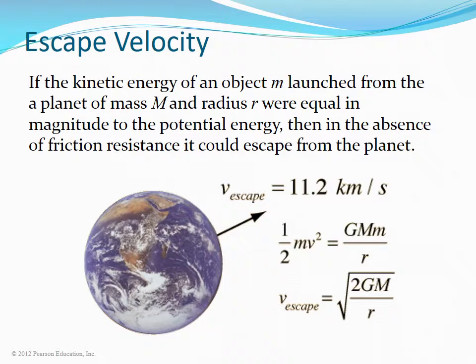If the kinetic energy of an object of mass m launched from a planet of mass M and radius R were equal in magnitude to the potential energy, then in the absence of friction or resistance, it could escape from the planet. We call this the escape velocity or escape speed. For the Earth, escape velocity is 11.2 kilometers per second. This means any object launched from the Earth with a speed of 11.2 kilometers per second or greater will not come back to Earth.